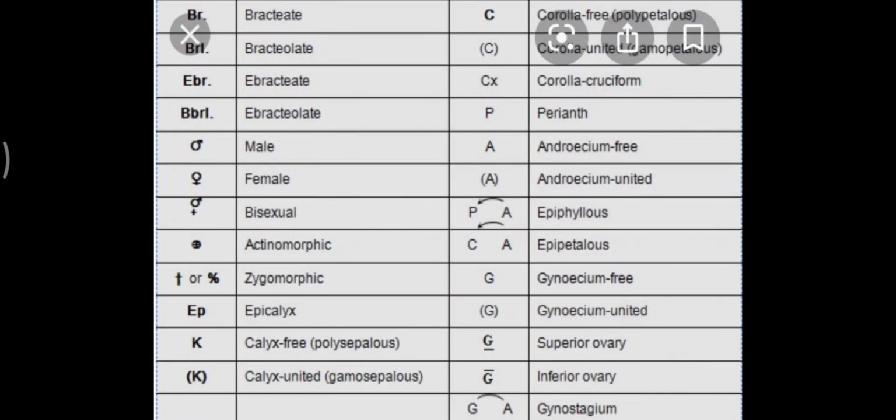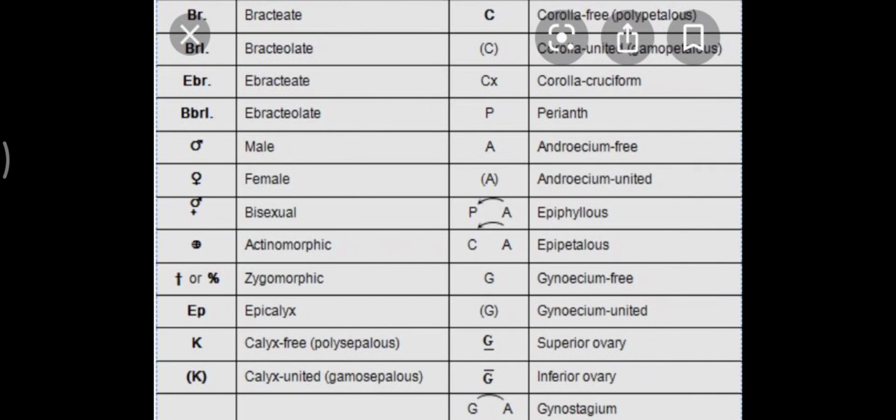So these are the few symbols in front of you. If the flower is bracteate, then BR, ebracteate, then EBR. The symbol used for male is circle with an arrow, female is circle with a plus sign. If it is a bisexual flower, then the plus and the circle and the arrow are on the same point. Actinomorphic is a circle and plus sign. So these are the few symbols that are given here. You can see here the attachment also.